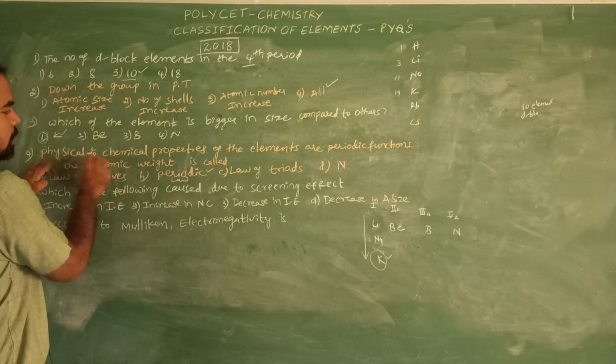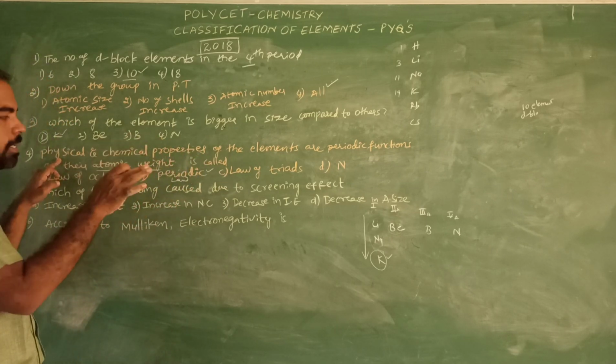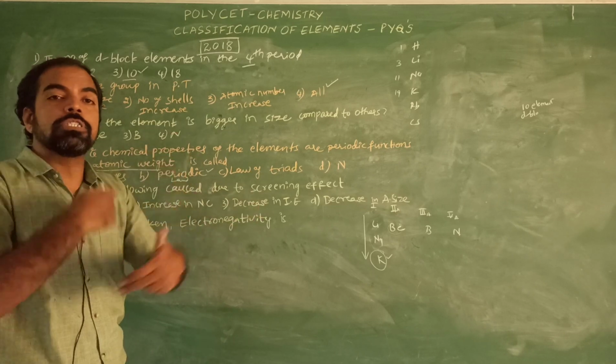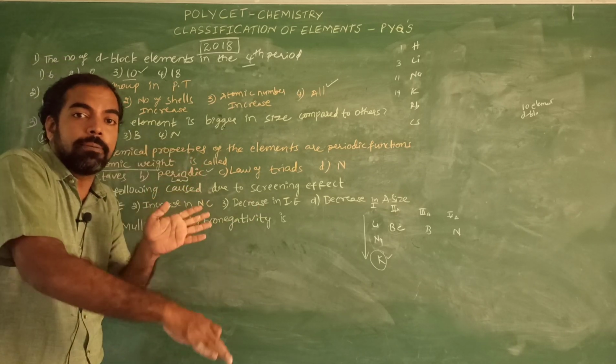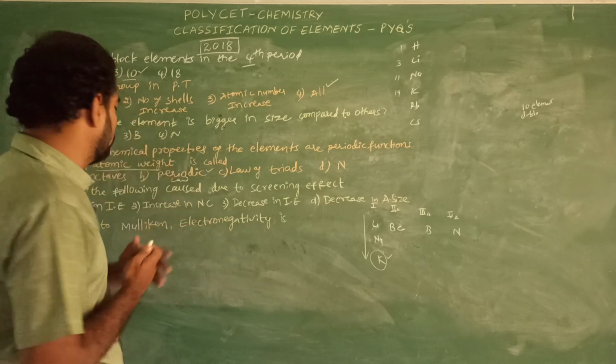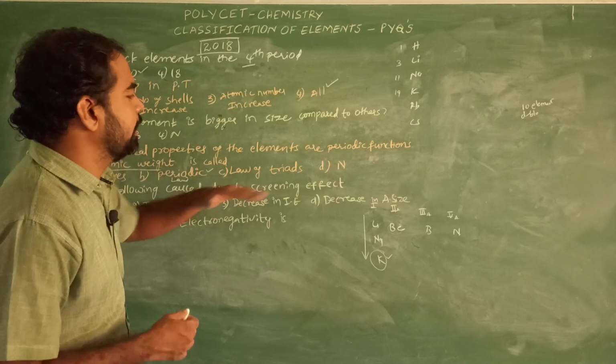The physical and chemical properties based on atomic weight, classification of elements based on atomic weight is Mendeleev periodic law, whereas atomic number is Moseley periodic law, whereas atomic number and electronic configuration, that is Modern periodic law. Remember, right? Next one, which of the following is caused due to the screening effect?